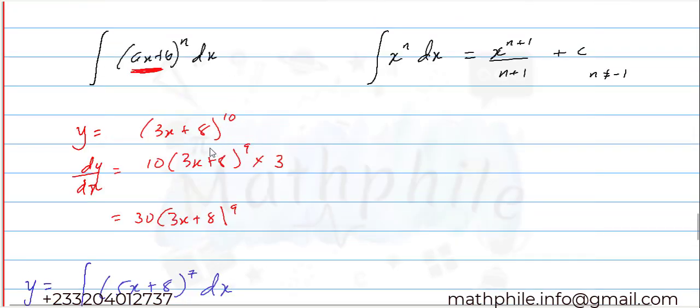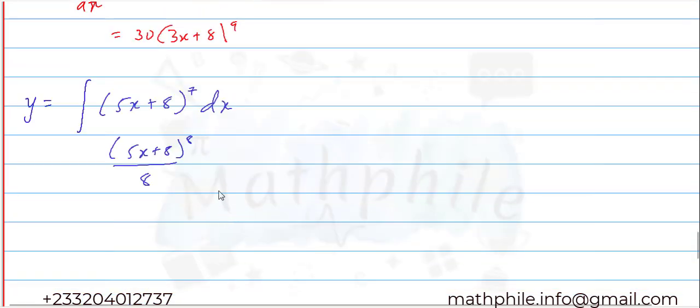Just like with differentiation, after you differentiate the entire thing, you multiply it by the differential of what is inside. So in this case, we're going to multiply it by 1 over the differential of what is inside. Basically, it's like me saying you have to divide it by the differential of what is inside. In this case, the differential is 5. And the final answer is going to be 1 over 8 times 5, which is 40, then (5x + 8) all raised to the power 8 plus a constant of integration c. So that will be how to integrate this.